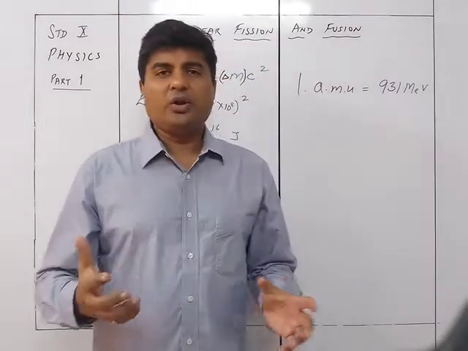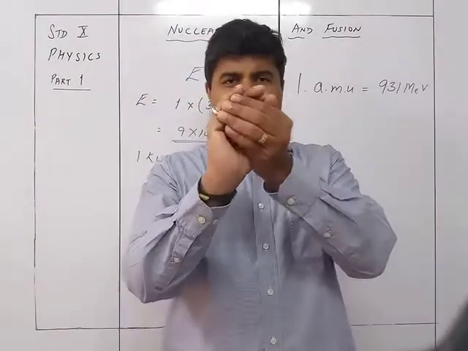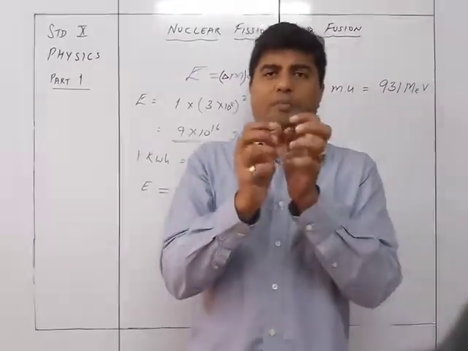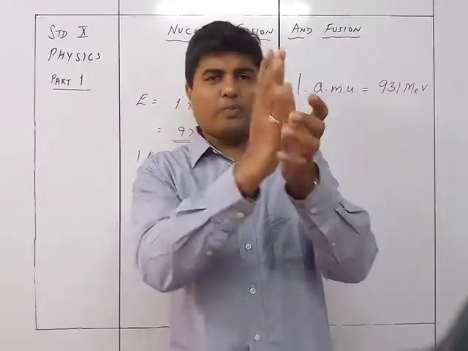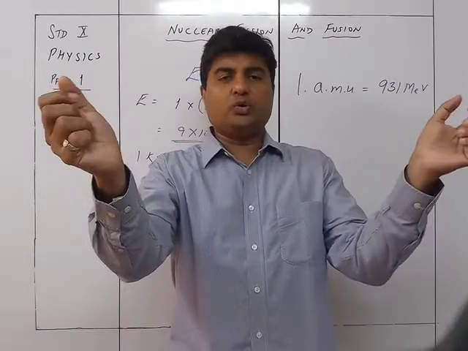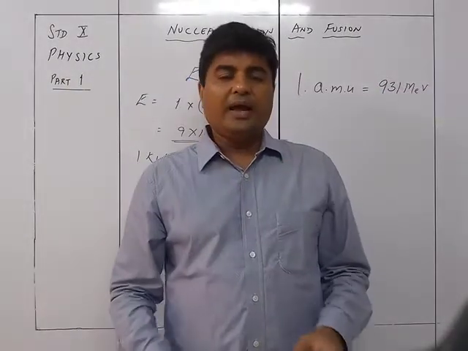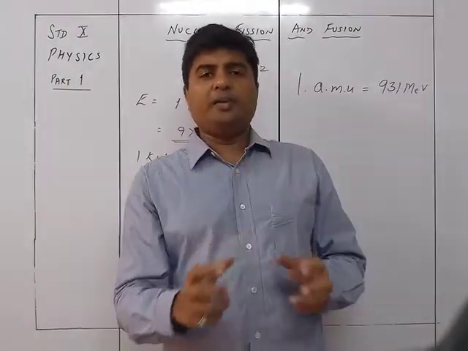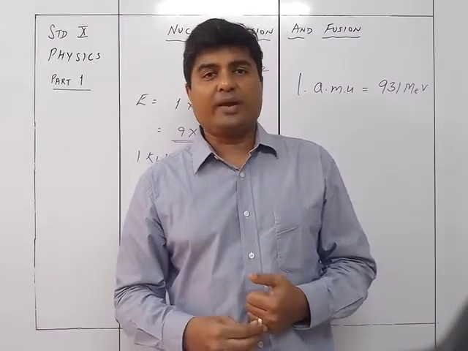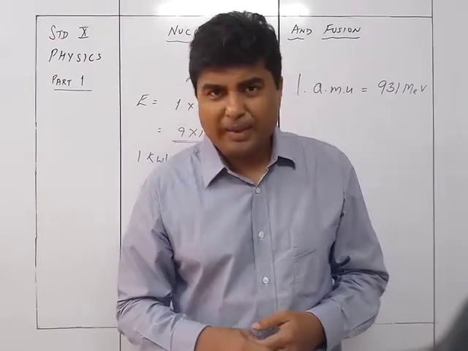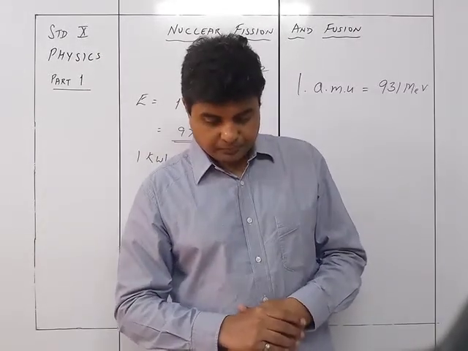So in a nuclear fission, you have one particular atom which is bombarded by a slow moving neutron, so that it breaks into two almost equal parts, and on breaking down an amount of energy will be released. That energy will be quite high, around 190 mega electron volts.